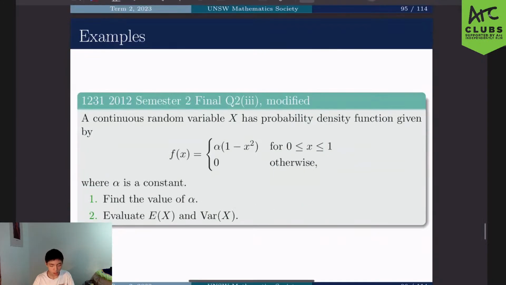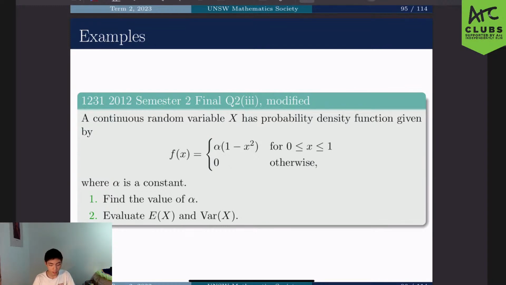Okay, so here's an example. If we want to find the value of alpha, what we can use are the two rules that we have for our probability density function. So firstly, everything is positive. So that's kind of already been factored in, right? We know that alpha has to be positive.